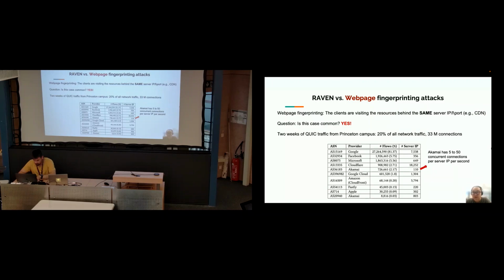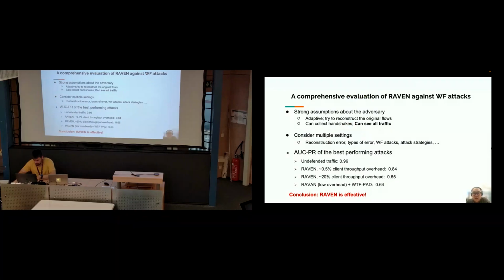More details can be found in our paper. We perform a comprehensive performance and security evaluation. We assume a strong and adaptive attacker that can see all the traffic. This is different from prior work on traffic splitting, where the attacker can only see the traffic on a single path. So we consider multiple settings and different combinations of parameters. And in short, we found that Raven can effectively mitigate the state-of-the-art web page fingerprinting attacks with relatively low performance overhead.